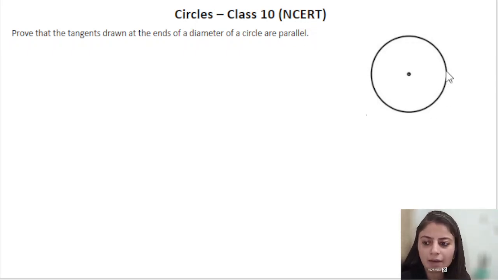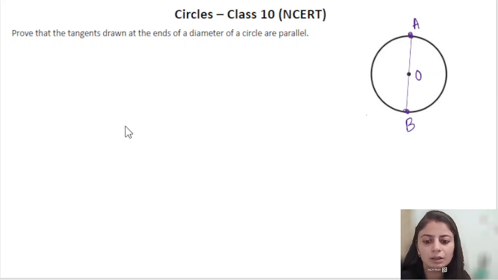Okay, so I have a circle here, so I'll label its center as O. Now I'll draw the diameter of this circle. So this is the diameter, and I label these two ends of this diameter as A and B.